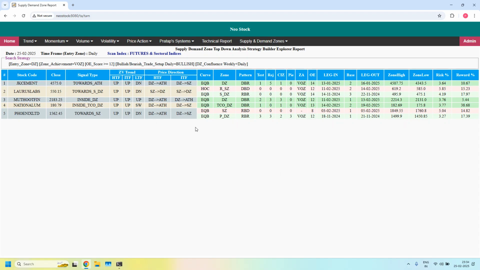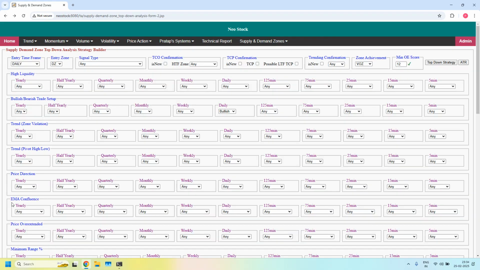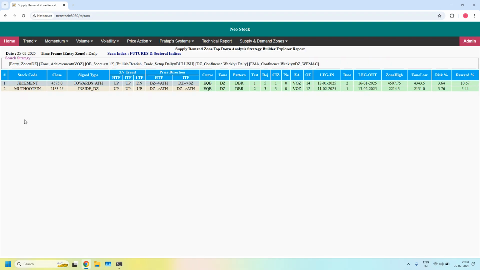In all these 5 stocks, these are daily demand zones, entry time frame demand zones are overlapped with weekly demand zone, and weekly trend is up in all these stocks, ITF trend. So that's why we will set EMA confluence on weekly time frame. So weekly demand zone having weekly EMA confluence. With this filter we got 2 stocks. So these 2 are more high probability trade setup supported zones. These are daily demand zones, because the daily zone is overlapped with weekly zone and that weekly zone is having weekly EMA confluence.